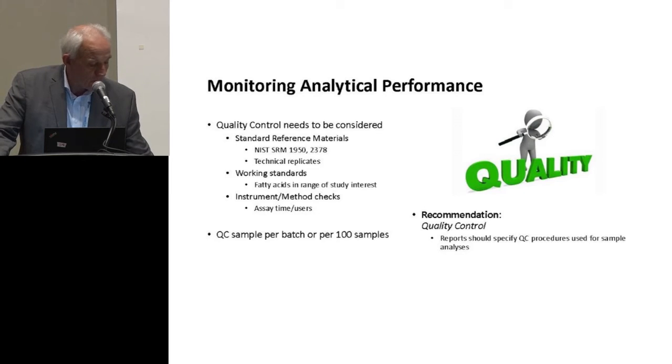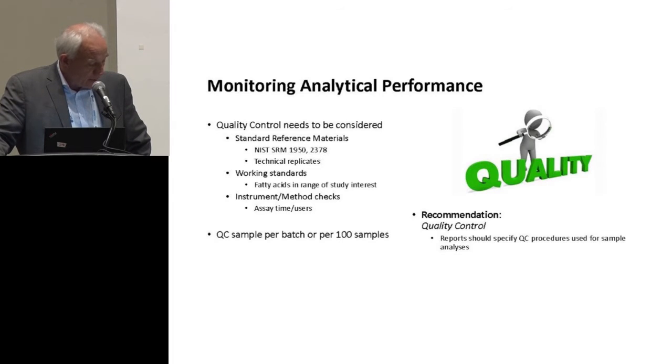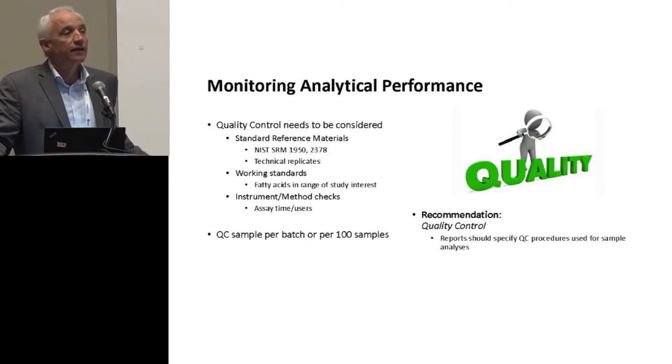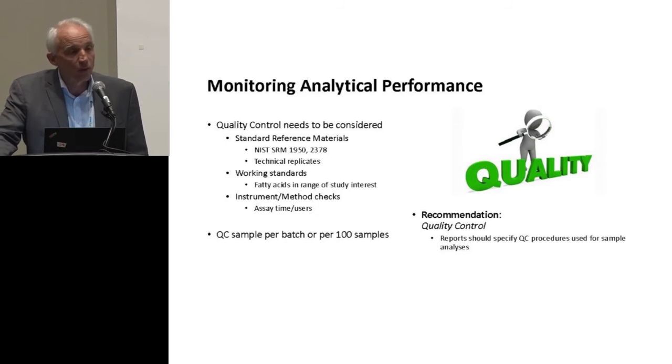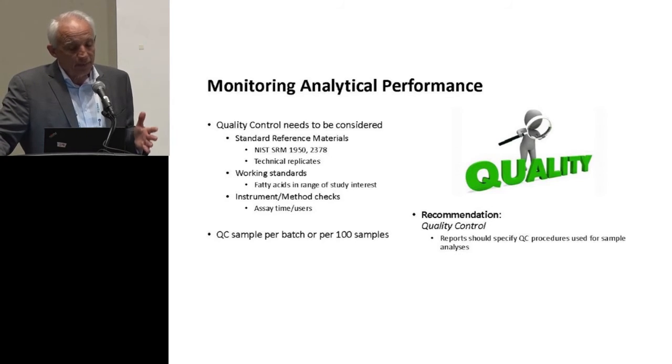So quality control needs to be established, and there are certainly a suite of standard reference materials. So the NIST standard reference materials, 1950, which is a single suite of fatty acids, or 2378, which is a grouping of different fatty acids, can be used to monitor your performance and look for resolution, look for peak separation, look for baseline separation. Working standards, obviously your fatty acids need to be in the range of the study interest. We referred to that before.